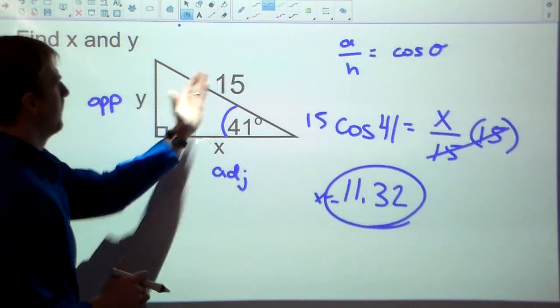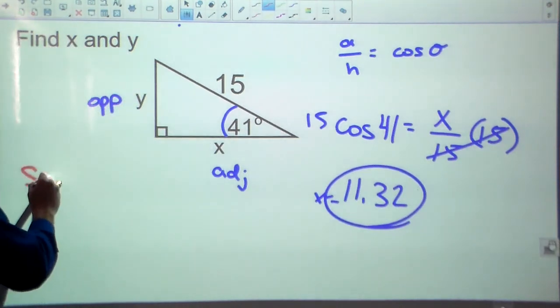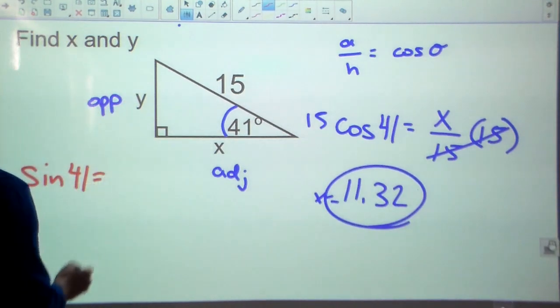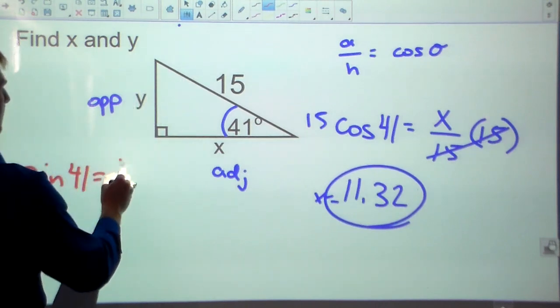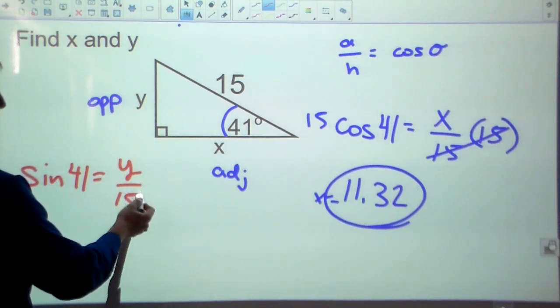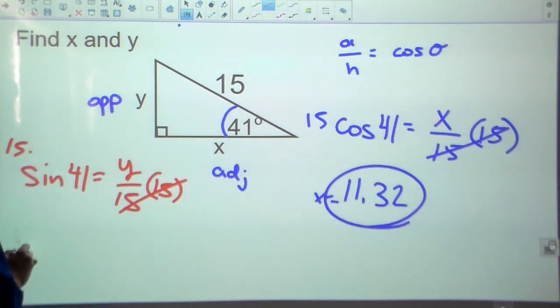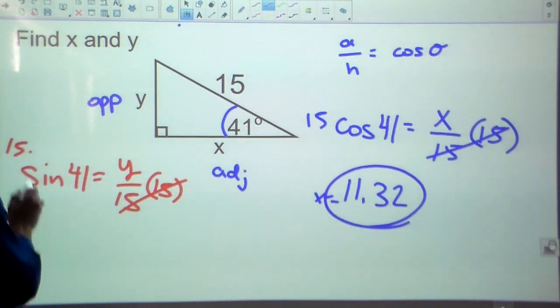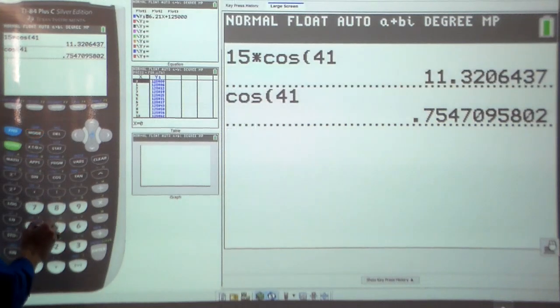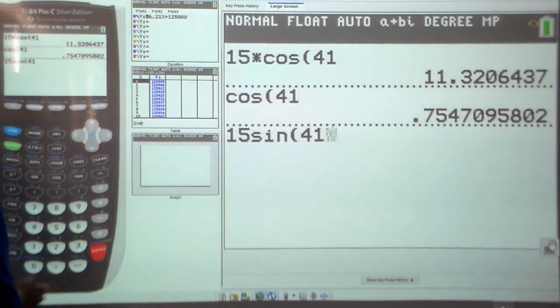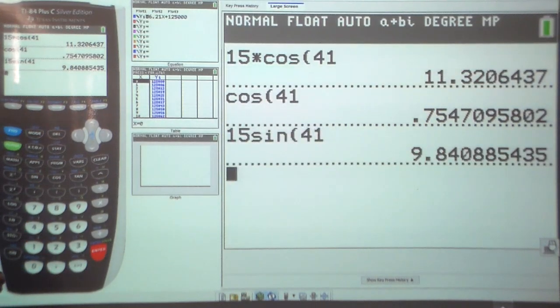So opposite and hypotenuse is going to be a sine ratio. Sine of 41 will be y over 15. And same algebra, multiply by 15 on both sides. So 15 sine 41. And that's going to be 9.84.